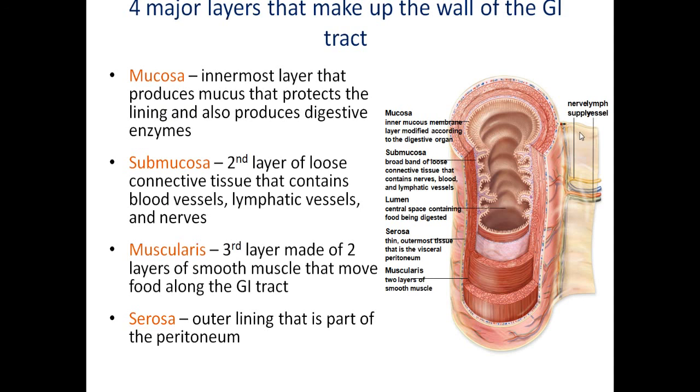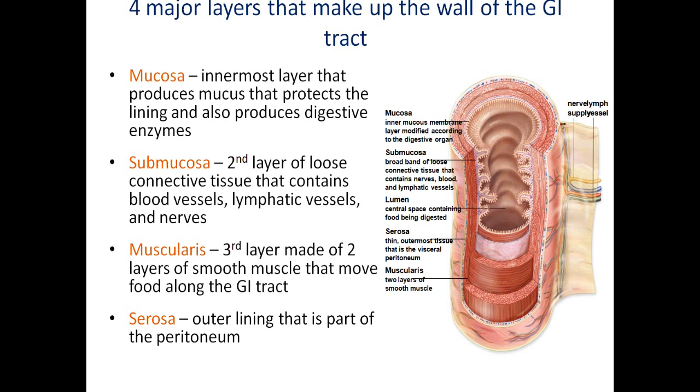Okay, now there are four major layers that are going to make up the wall of the GI tract. Okay, so this hole in the middle where the food's going to pass, that's called the lumen. Okay, now the mucosa is the innermost layer. Okay, and it's mucousy. It provides enzymes, and it's going to be where the food gets absorbed. Okay, now the submucosa, so sub is below, so submucosa is below the mucosa, and it has blood vessels, so that's where the nutrients will go to. It has nerves in it. It also has lymphatic vessels that have some immune response.